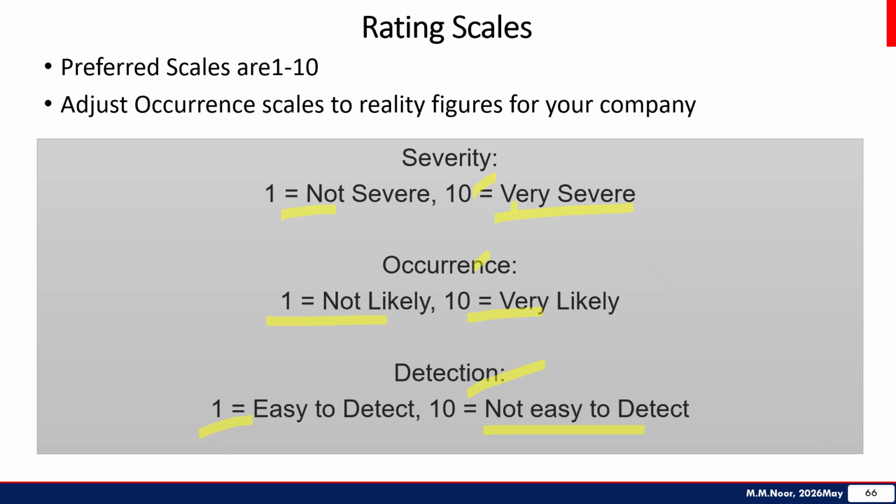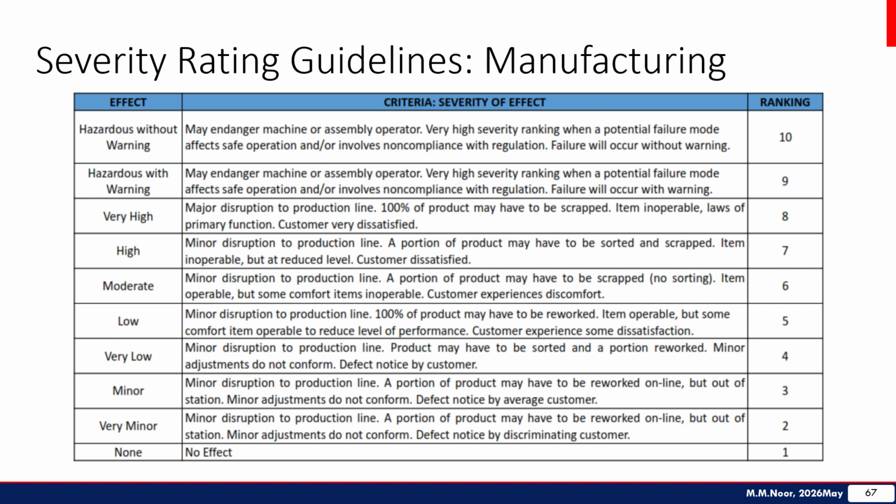Something like that. This level of occurrence, severity, and detection is actually determined by people's experience: how severe it is, how often it occurs, how repeated the problem is, and how detectable the item, the process, or the problem is. Okay, this is an example from manufacturing for the severity, from hazard without warning until the minor and all these levels. This is 1 to 10.